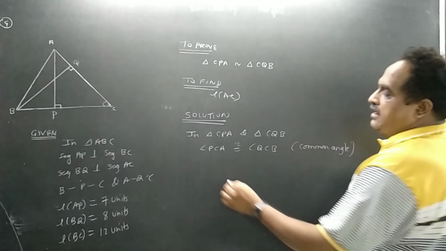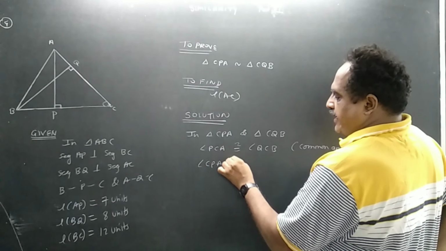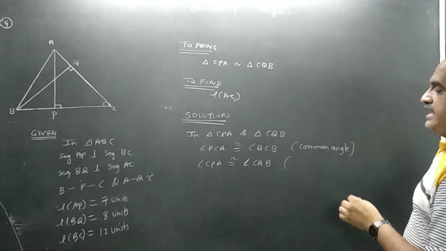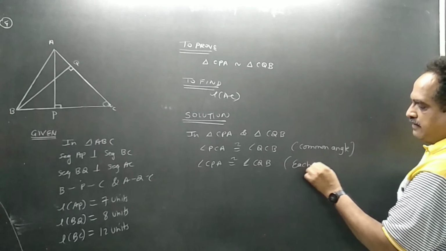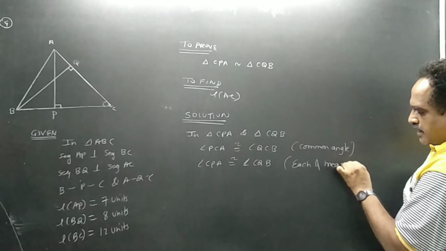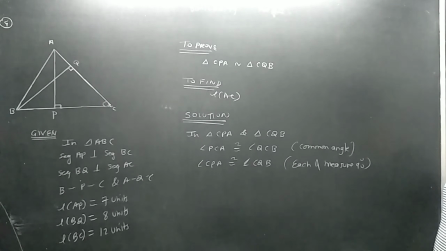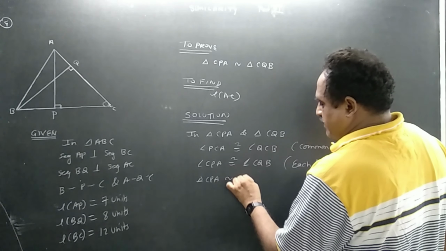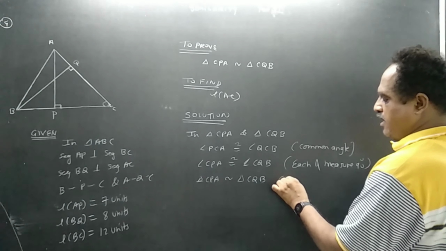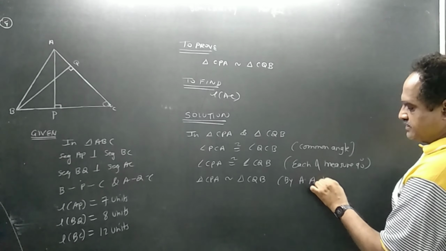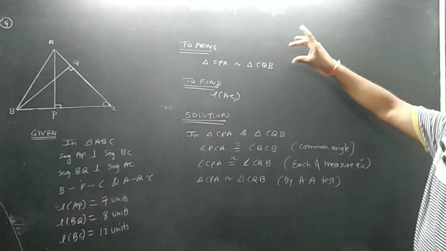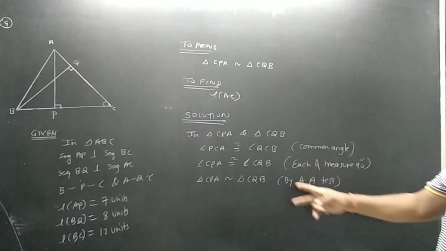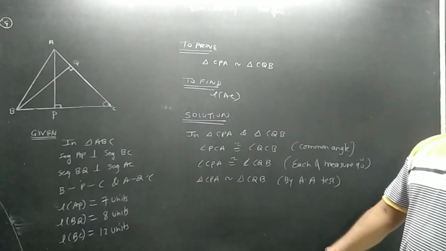And angle CPA is congruent to angle CQB. The reason is each measures 90 degrees. So ultimately triangle CPA is similar to triangle CQB by the AA test. तो आपका ये प्रॉब्लम सॉल्व हो गया. अभी ये प्रॉब्लम सॉल्व करना है. बट हमारे पास तो यही है, these two triangles are similar and they have asked the length of the side.